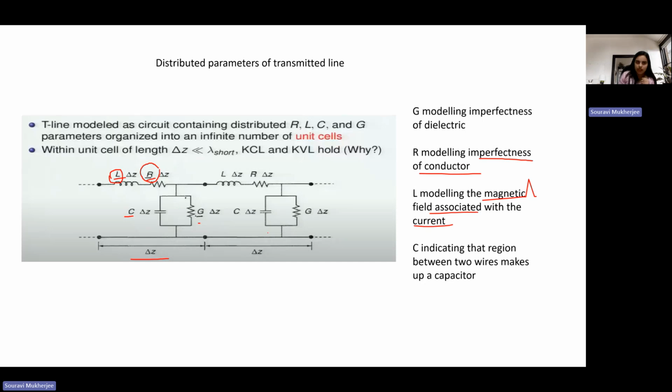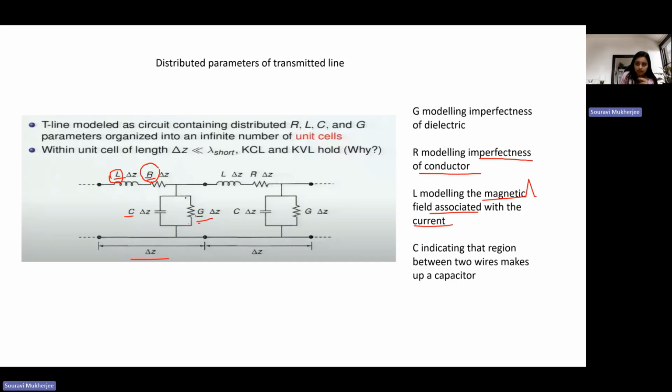Now, how do you know that the resistance is in series? You can also have parallel components, right? Any resistance in parallel is nothing but, you can define it as a conductance, right? Now, why is this term coming in? What is this resistance physically implying?